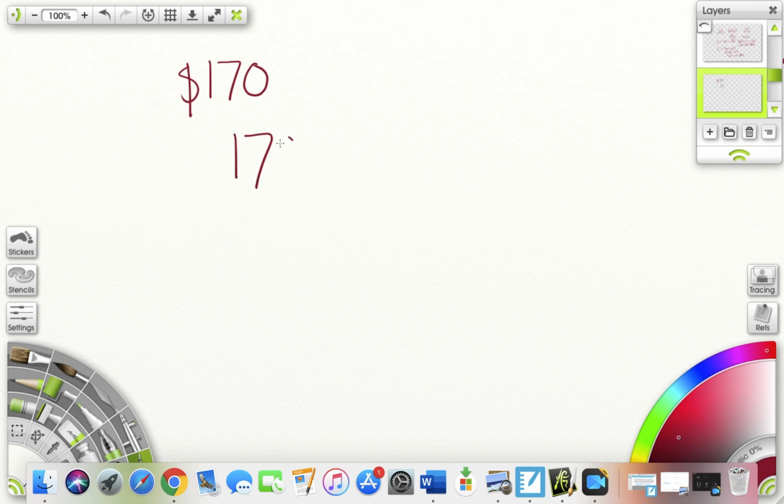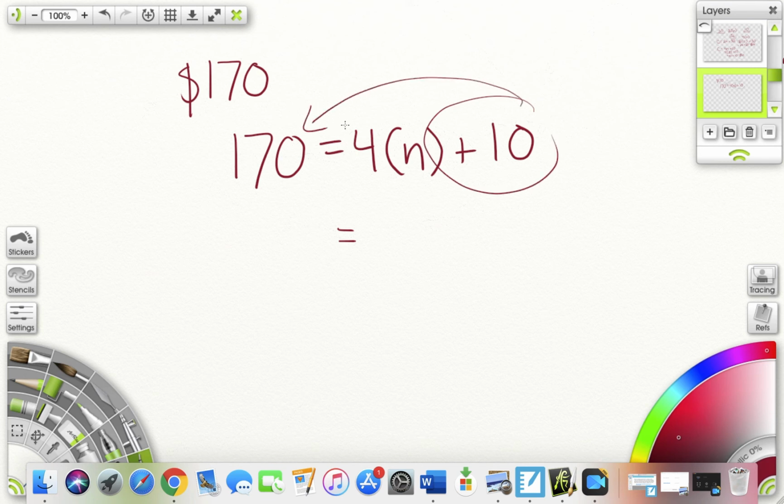So 170 equals $4 times the number of movies watched plus 10. In order to figure out this problem, you have to work backwards. I'm trying to figure out how many movies I've watched, which is my N. In order to do this, you take your numbers and bring them to the other side of the equal sign. However, when you bring a number to the other side of an equal sign, you have to do the opposite operation.